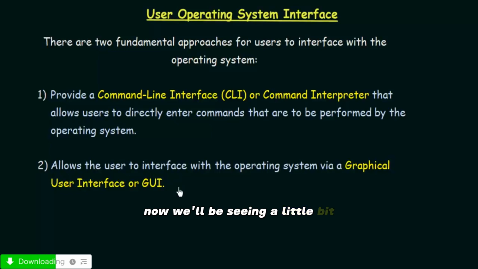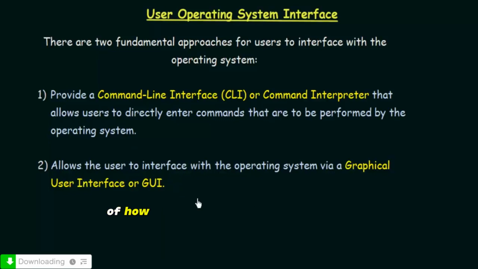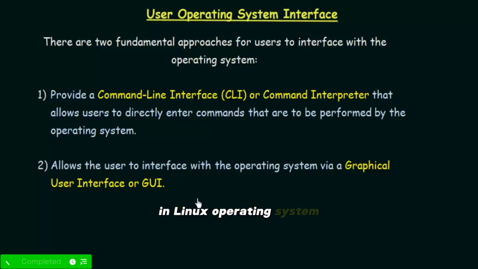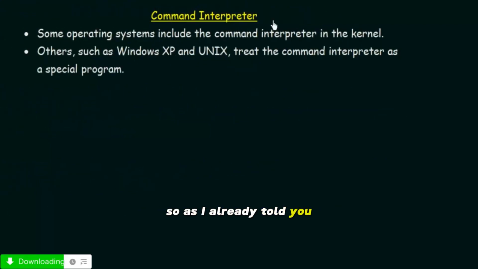Now we'll see a little more in detail about command line interfaces, and then we will take an example of how to perform a certain task using the command line interface in two different operating systems. I'll be showing you an example in the Linux operating system and also in the Windows operating system. As I already told you, the command line interface is also known as the command interpreter.